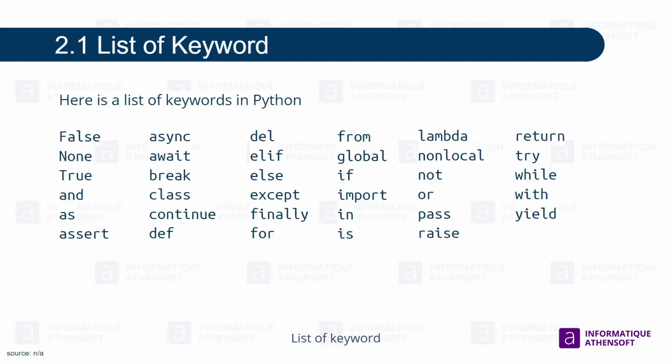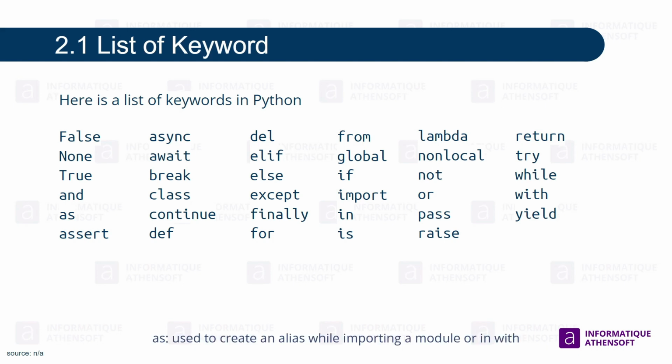List of keywords. Here is a comprehensive list of Python keywords along with their purposes. False, the Boolean value representing falsehood. None, represents the null value, often used to signify nothing or no value here. True, the Boolean value representing truth. And, a logical operator used to combine conditional statements.